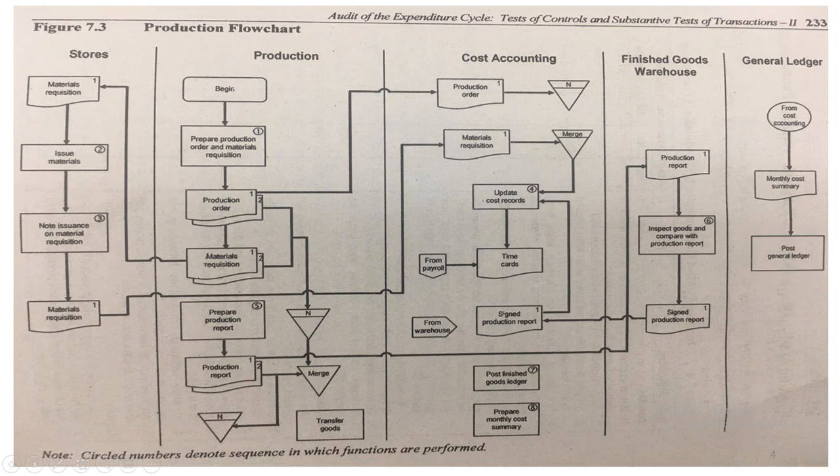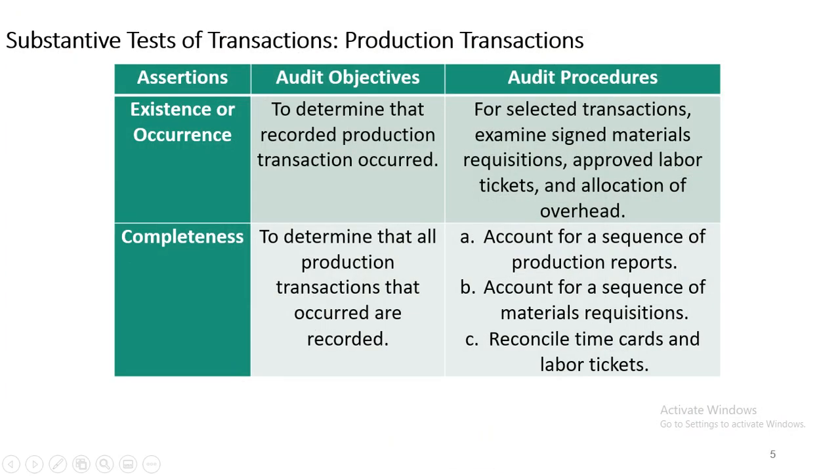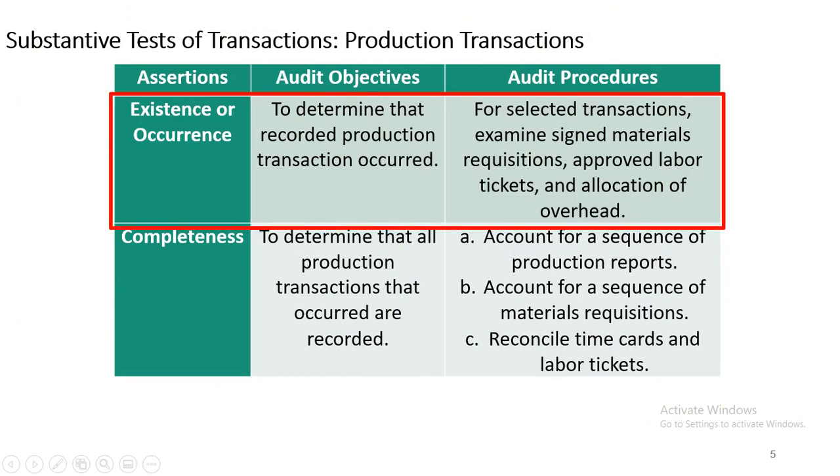So the next one here is a substantive test of transaction for production transactions. This is presented in accordance with the assertion. To verify existence or occurrence, the audit objective is to determine that a recorded production transaction occurred. So what you're going to do is select transactions, examine signed materials requisitions, approved labor tickets, and allocation of overhead. You're going to start with records from the transaction down to its different source document.